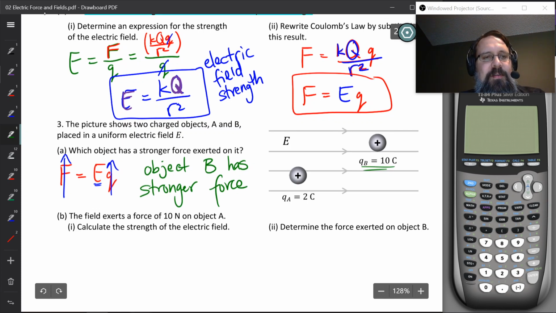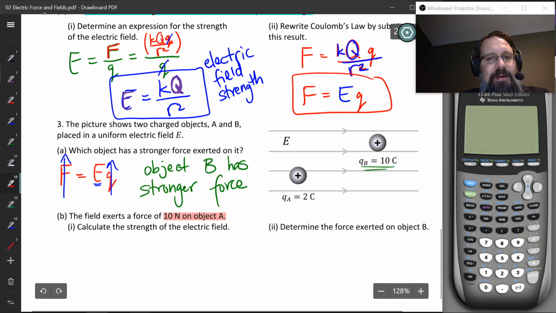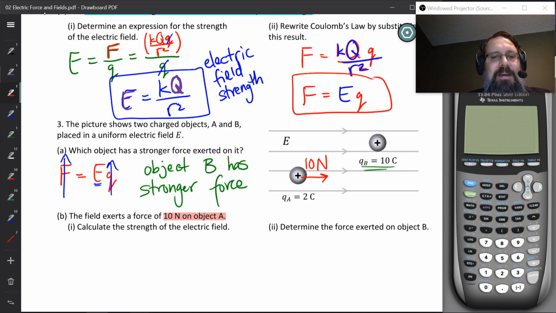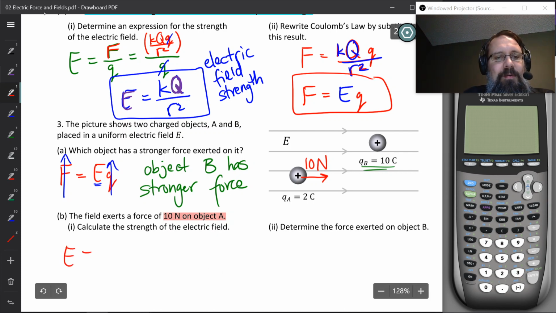The field exerts a force of 10 newtons on object A. Okay, so now they're telling us a little bit about the field. So there's 10 newtons on object A. So the field exerts a force on charges that are in it. So there's going to be a force here of 10 newtons. So then we want to calculate from that what the field strength is. So the field strength is going to be the force per charge. So we know that we had 10 newtons on 2 coulombs. So from that, we get that the field strength is 5 newtons per coulomb.